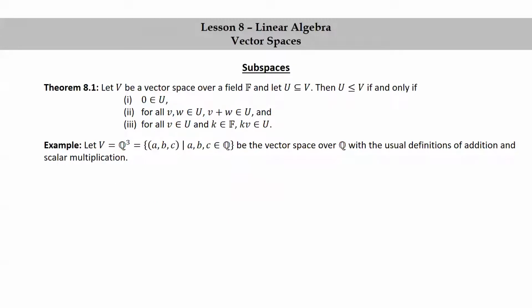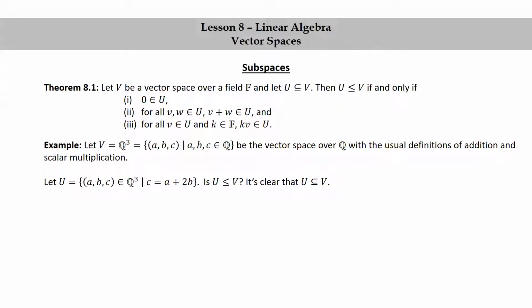Let's look at another example. Let V equal Q3, the set of ordered triples (a, b, c) such that a, b, and c are in Q, be the vector space over Q with the usual definitions of addition and scalar multiplication. Let U be the set of triples (a, b, c) in Q3 such that c is equal to a plus 2b. Is U a subspace of V?